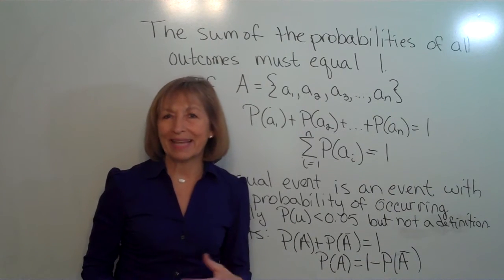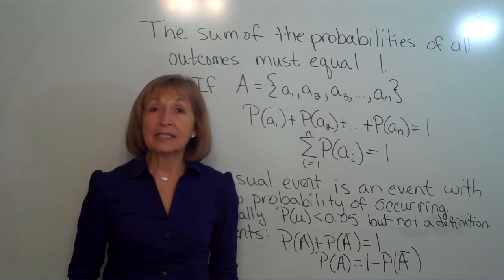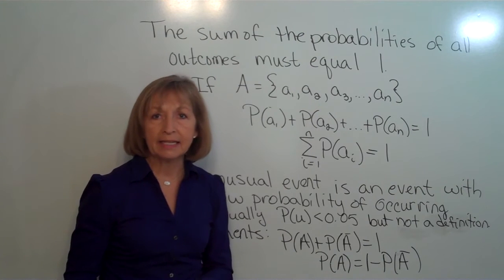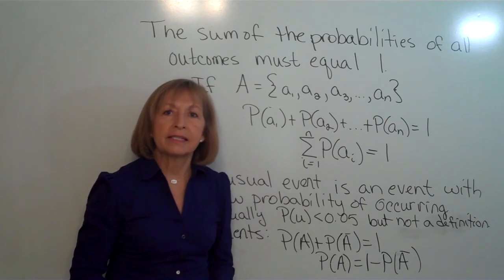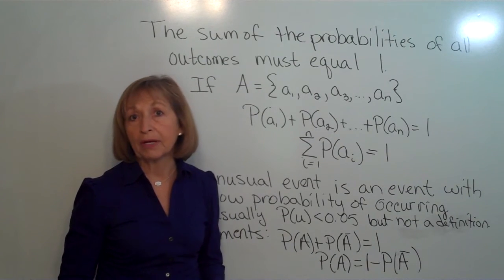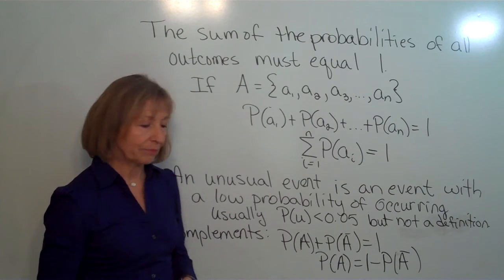But that's not a definition cutoff that they give. Certain situations set their own cutoff of an unusual event. For us, a lot of times if it asks you if the event is unusual, as long as its probability is less than 0.05 or smaller, you can say it looks like it's an unusual event.